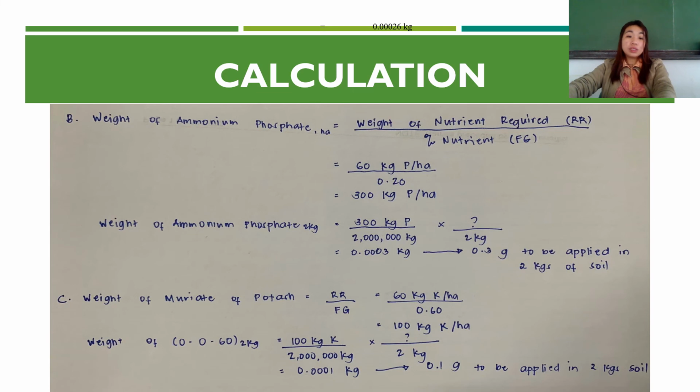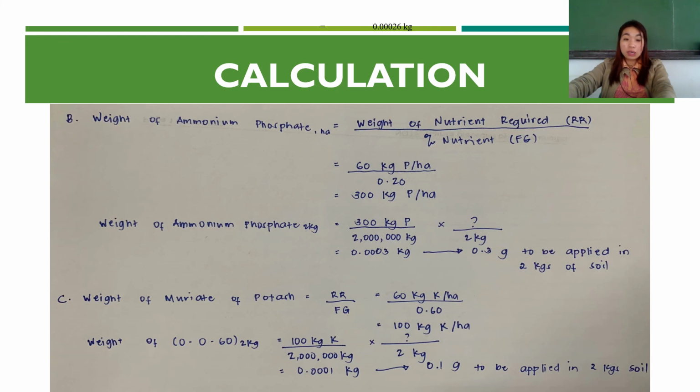Okay, next. The weight of ammonium phosphate is equal to the weight of nutrients required, again based from the recommended rate, and then percent nutrient based from the fertilizer grade of the fertilizer. Now, the recommended rate for corn when it comes to phosphorus is 60 kilogram of phosphorus per hectare divided by the fertilizer grade of ammonium phosphate, which is 0.20. So, 300 kilogram per hectare. Again, you use ratio and proportion. So, 0.3 grams to be applied in 2 kilograms of soil.